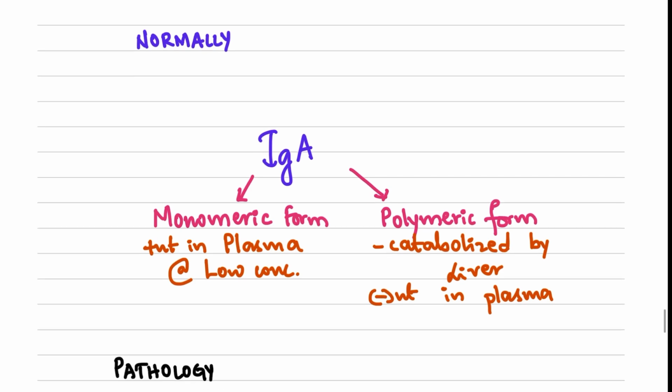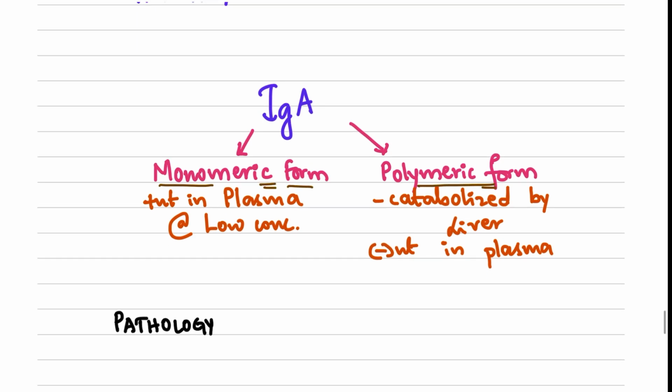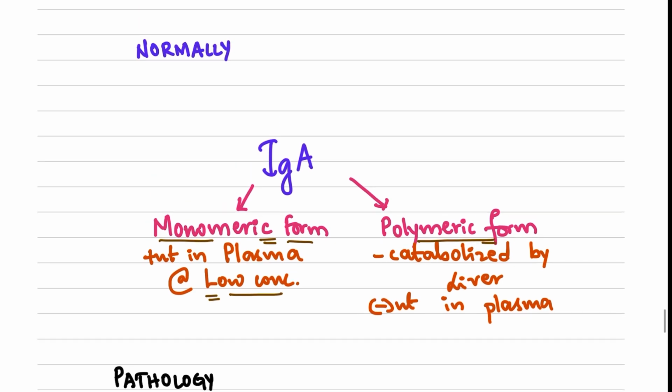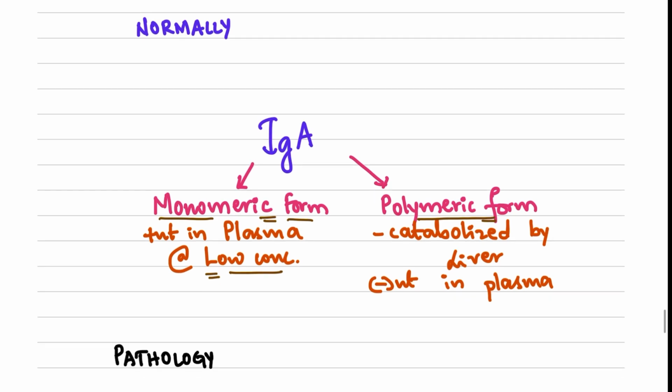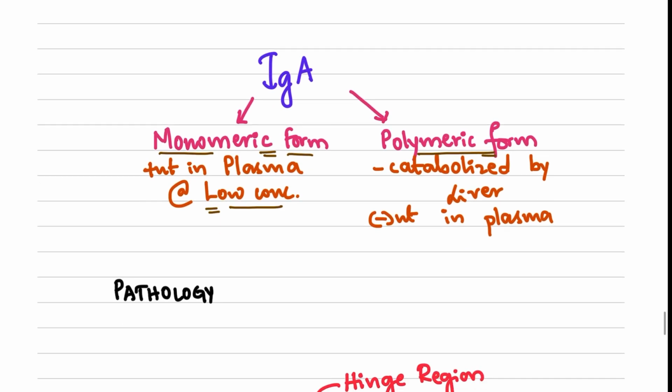So there are two existent forms of IgA. The immunoglobulin A is present in monomeric form as well as polymeric form. Monomeric form is present in the plasma at low concentration, and the polymeric form is not at all present in the plasma because it is catabolized in the liver. So normally we have IgA in two forms, monomeric and polymeric. Monomeric forms are present in plasma at low concentrations, and polymeric forms are catabolized in the liver, so they are absent in the plasma.